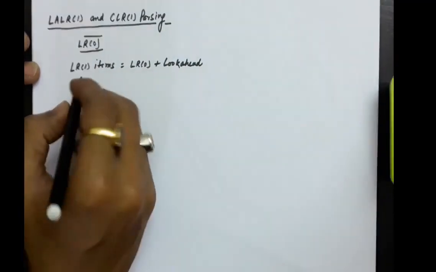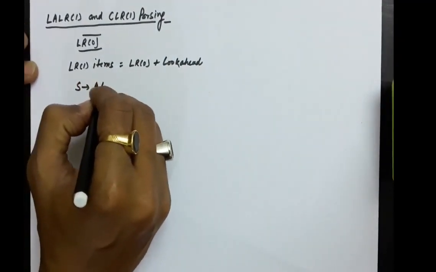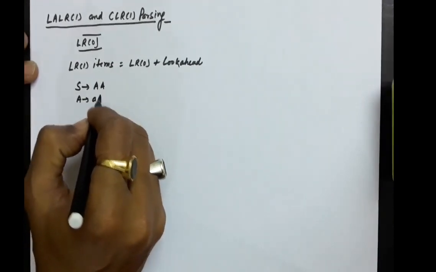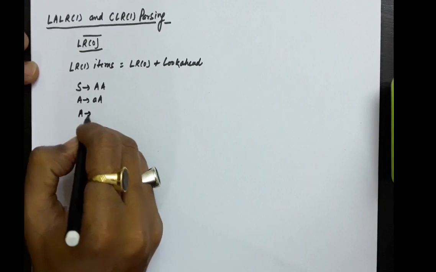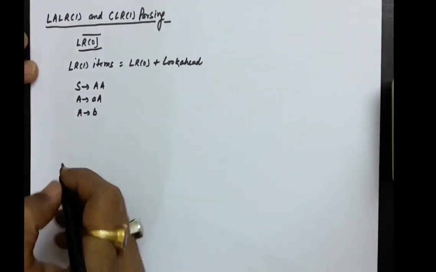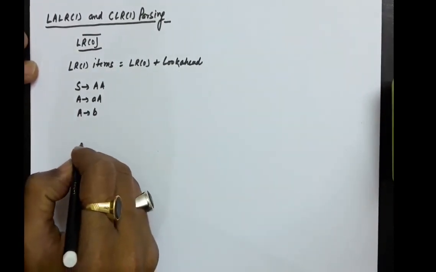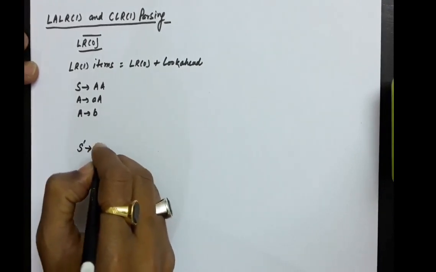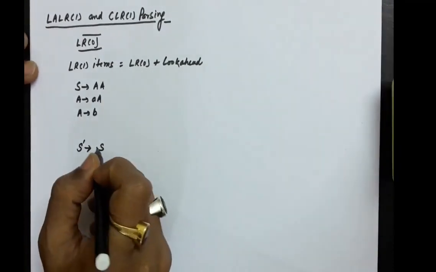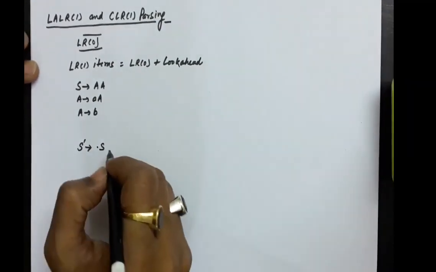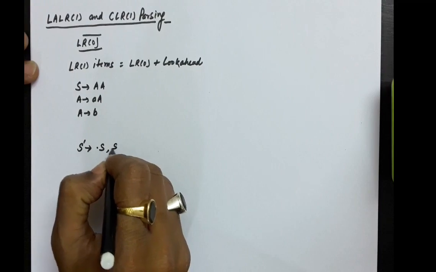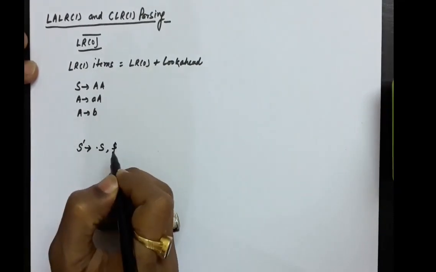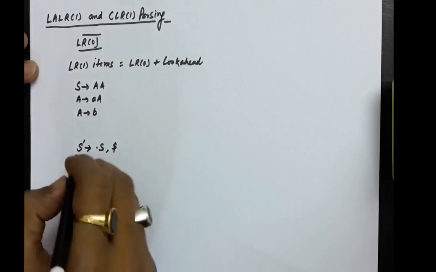Suppose we have a grammar of the kind S produces a A, A produces a A, and A produces b. To compute the LR(0) items, we have to find the augmented grammar. In the augmented grammar, we add a production S' produces S, and you know that after the start symbol a dollar will appear. So this is the lookahead for this. After the start symbol only the dollar may appear.